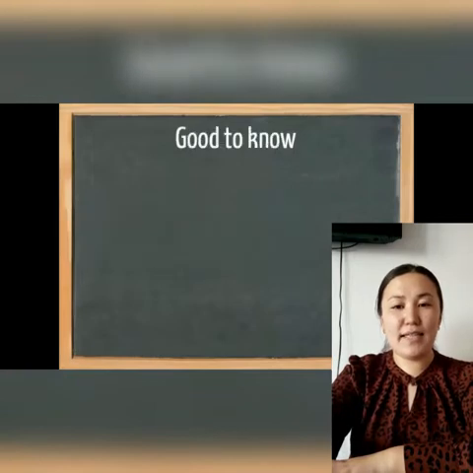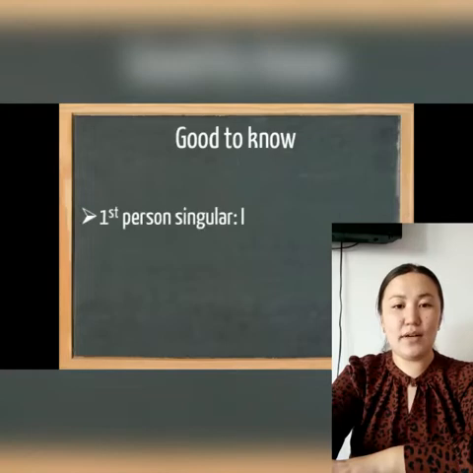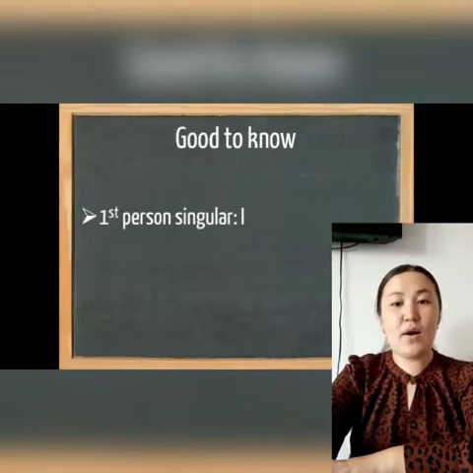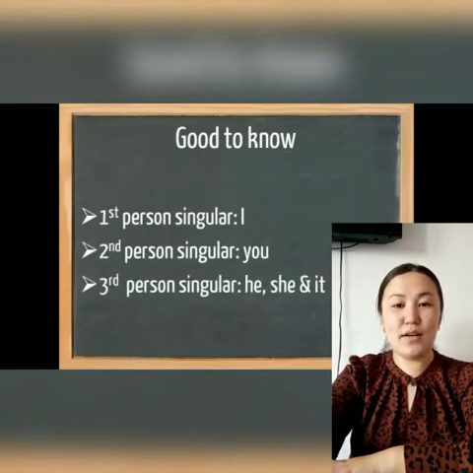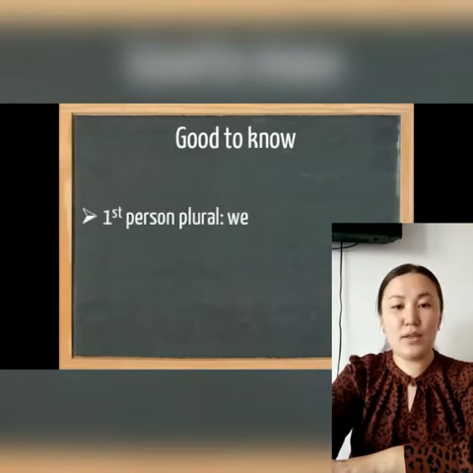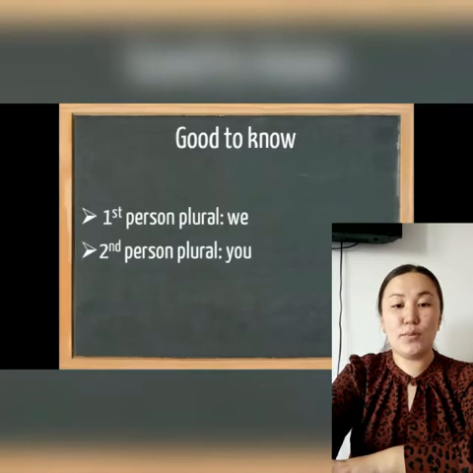Before we get started, it's good to know that when I say first person singular, I mean I. When I say second person singular, I mean you. When I say third person singular, I mean he, she, it. When I say first person plural, I mean we. When I say second person plural, I mean you. When I say third person plural, I mean they.